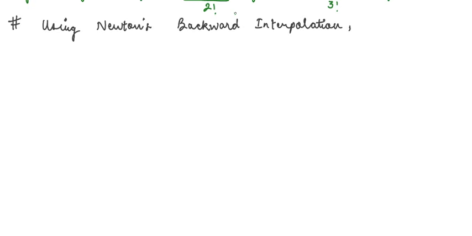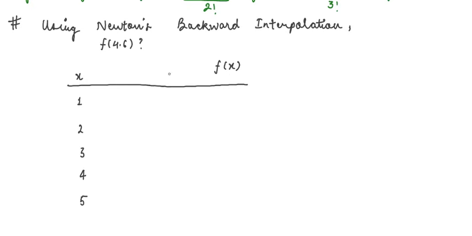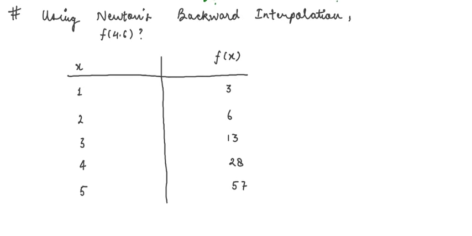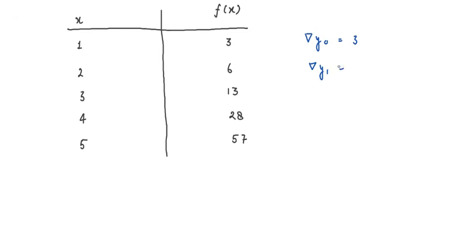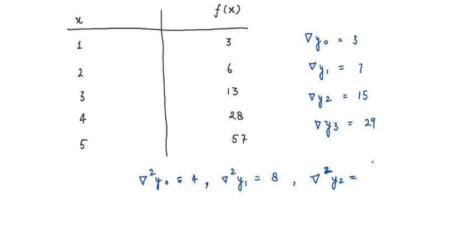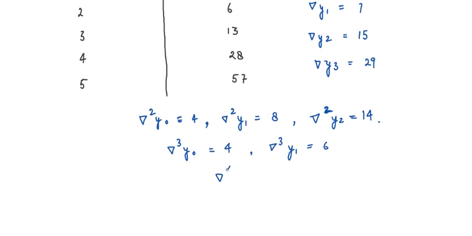Now we have a question where we need to estimate the value of the function at 4.6 from the data given in the table, x and f(x), where the x values are 1, 2, 3, 4 and 5 and the f(x) values are 3, 6, 13, 28 and 57. Now the first backward differences are 3, 7, 15 and 29. The second differences are 4, 8, 14. The third differences are 4, 6. And the fourth difference is 2.